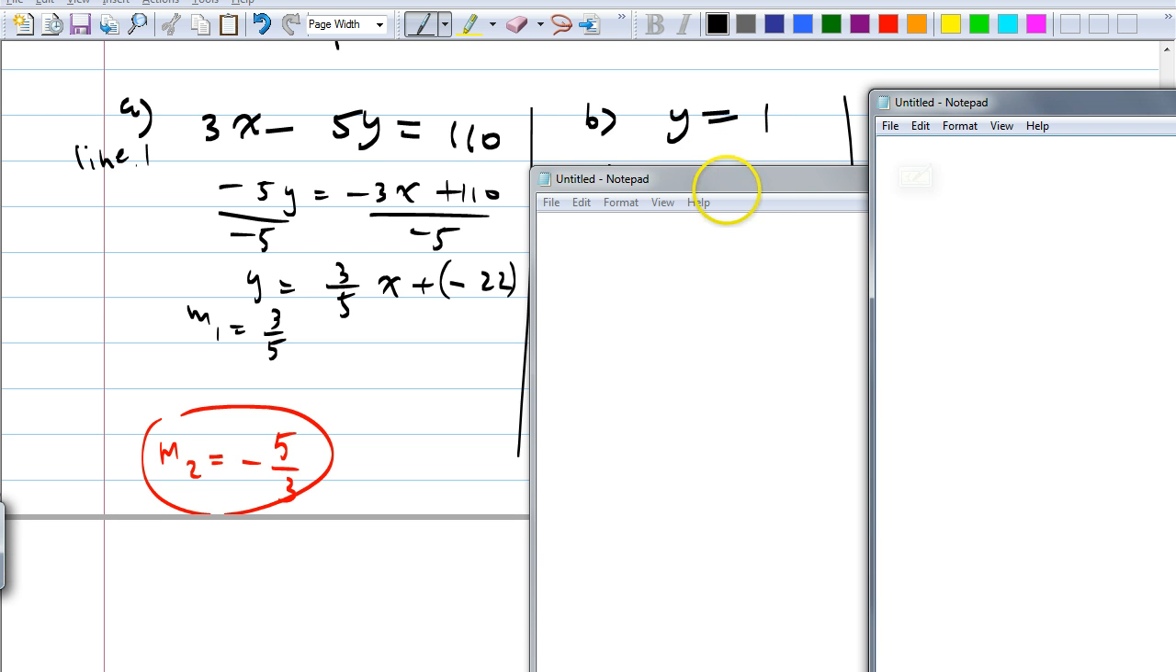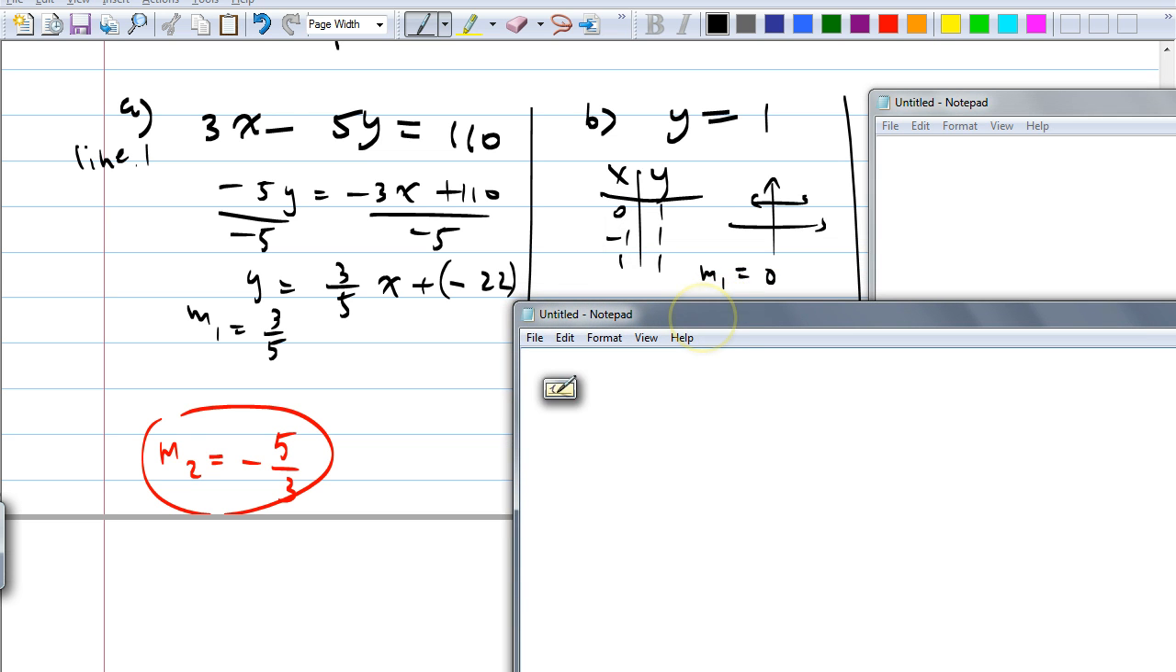Class, if you're confused, you can actually do a little table. As you can see, y is always 1, therefore there's no rise, correct? If there's no rise, that means it's 0 over some number. So therefore the slope is 0. Therefore, what then must be the slope of the other line if it's going to be perpendicular? Everybody go ahead and write it down. I'll wait. You could help each other out as well. So the slope of y equals 1, which is a horizontal line, is 0, correct?